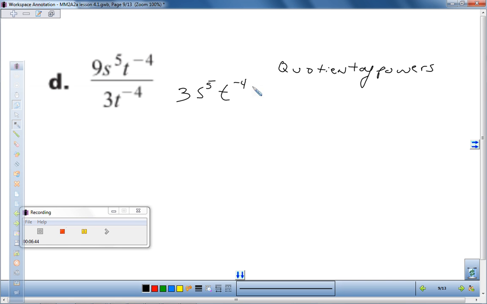Then we'll end up with t to the negative 4 minus negative 4, because we're going to end up subtracting those. So we have the double negative, so it's going to be plus here. So we end up with negative 4 plus negative 4, so we end up with 3s to the 5th, t to the 0. Alright, and then that's our 0 property again. Anything to the 0 power is 1, so we end up with 3s to the 5th.